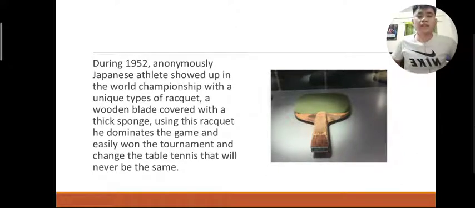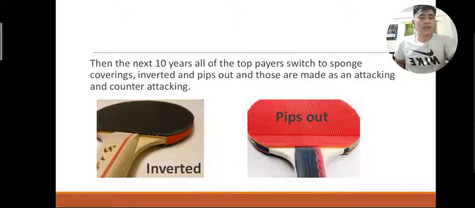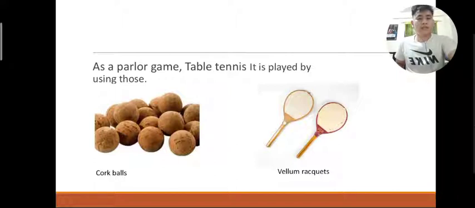And in 1952, an anonymous Japanese athlete showed up in the World Championship, and he had a unique type of racket, which is a wooden blade covered with a thick sheet of sponge. Using these rackets, the Japanese dominated the game and easily won the tournament. With that, it changed table tennis and it would never be the same. As you can see, that racket is far different from the vellum rackets that some athletes used before.